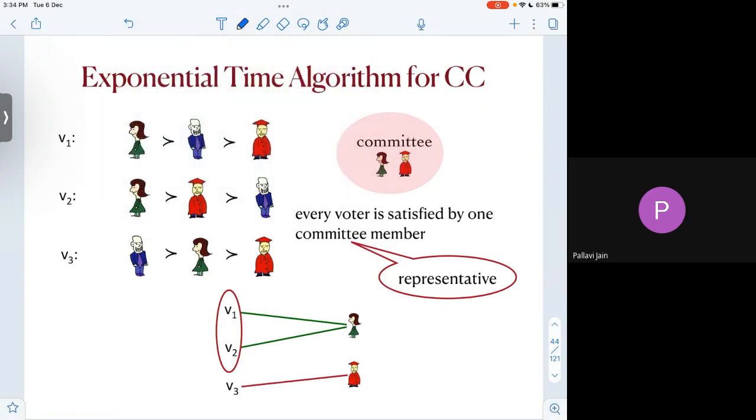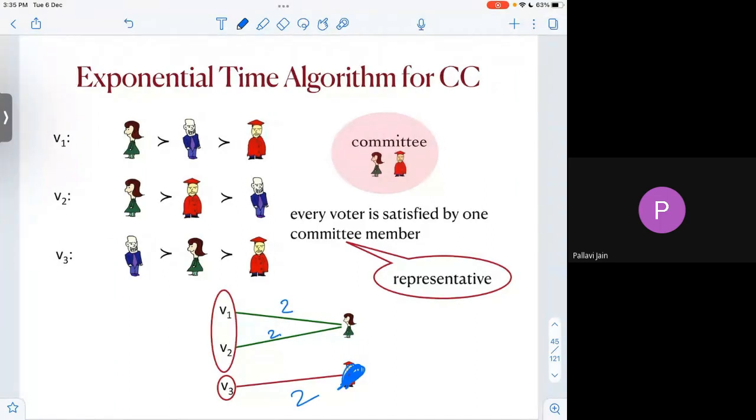Okay. So let me write here. I don't know where the slide is. So for V1, what is the score of this green lady? 2. For V2, 2. For V3, take this blue. This is blue. 2. Okay. So now once I know this set, then what can I do?